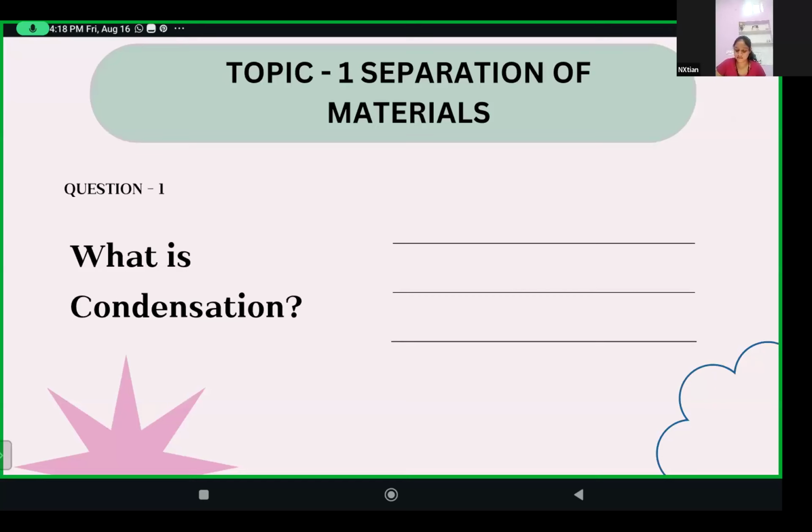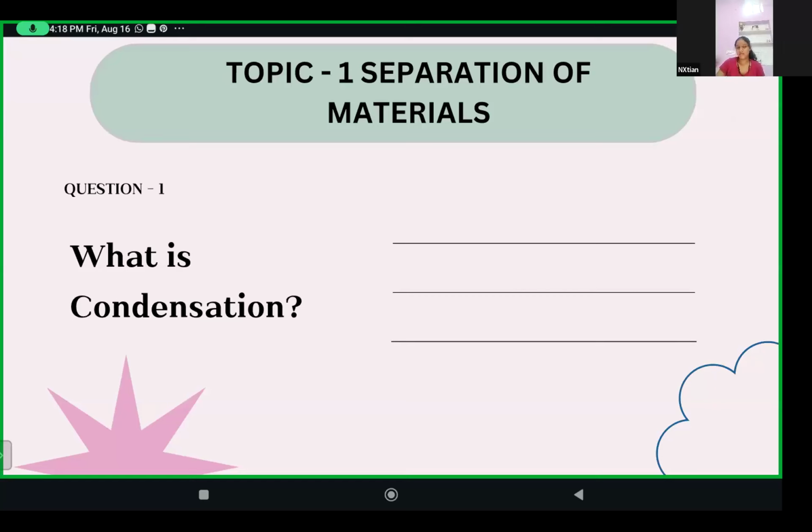So basically, when we have water vapor, like if I have a metal jar or a metal cup that is cold, and the water vapor touches it, the water vapor from gaseous state will come back into liquid state. This process is called condensation.